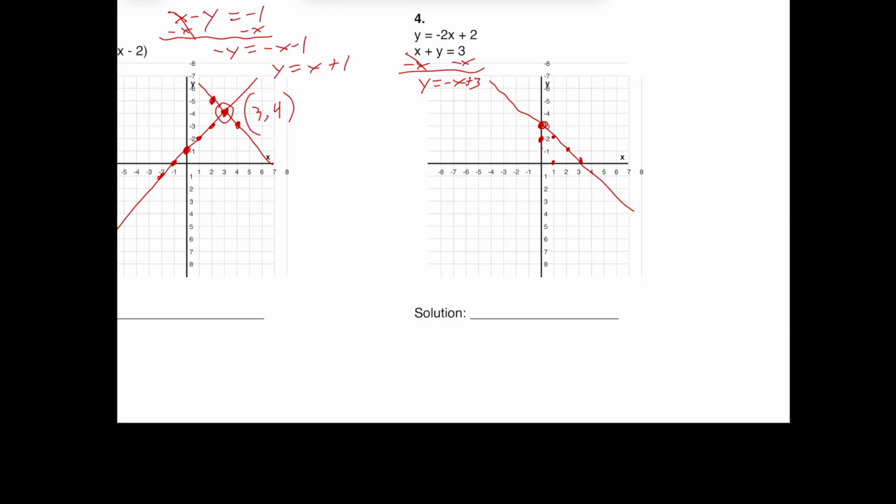Down 2 over 1, down 2 over 1, down 2 over 1. Wow, they're never going to cross. Well, maybe not, but what if I go the other way? Up 2 over 1, up 2 over 1.